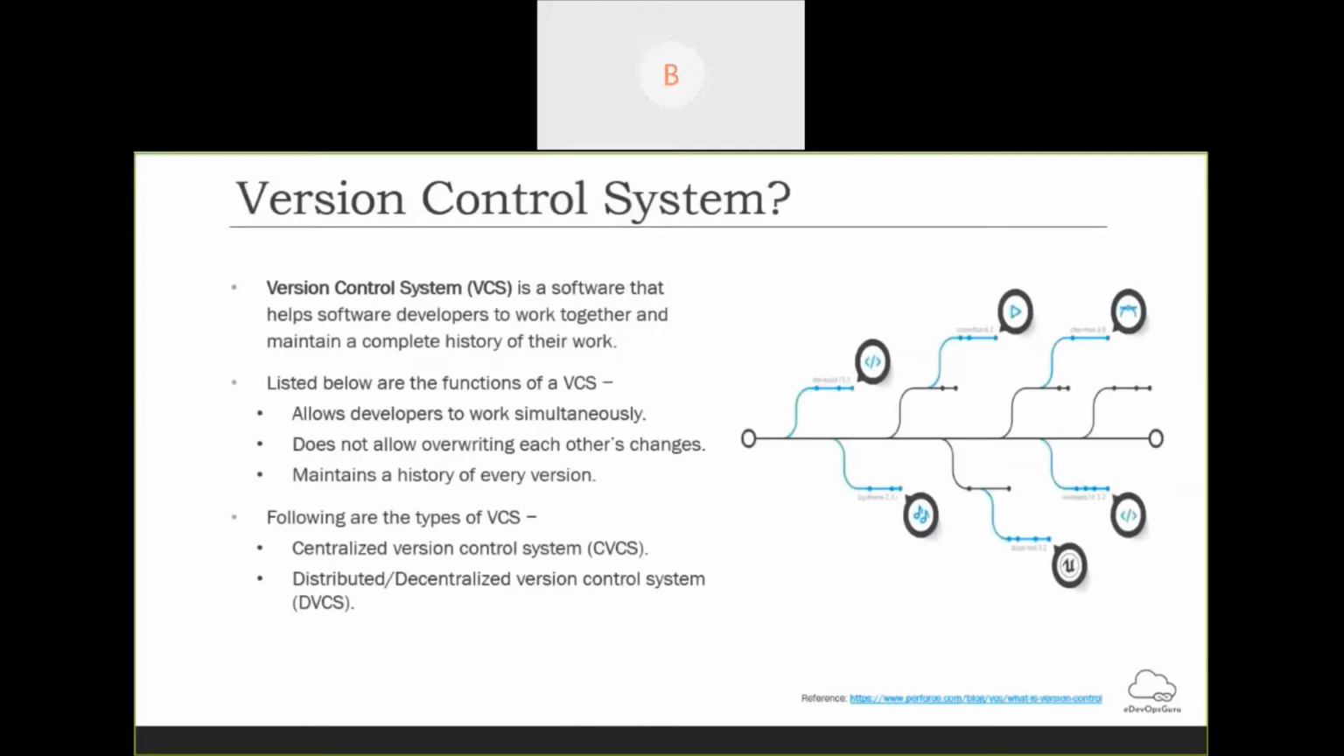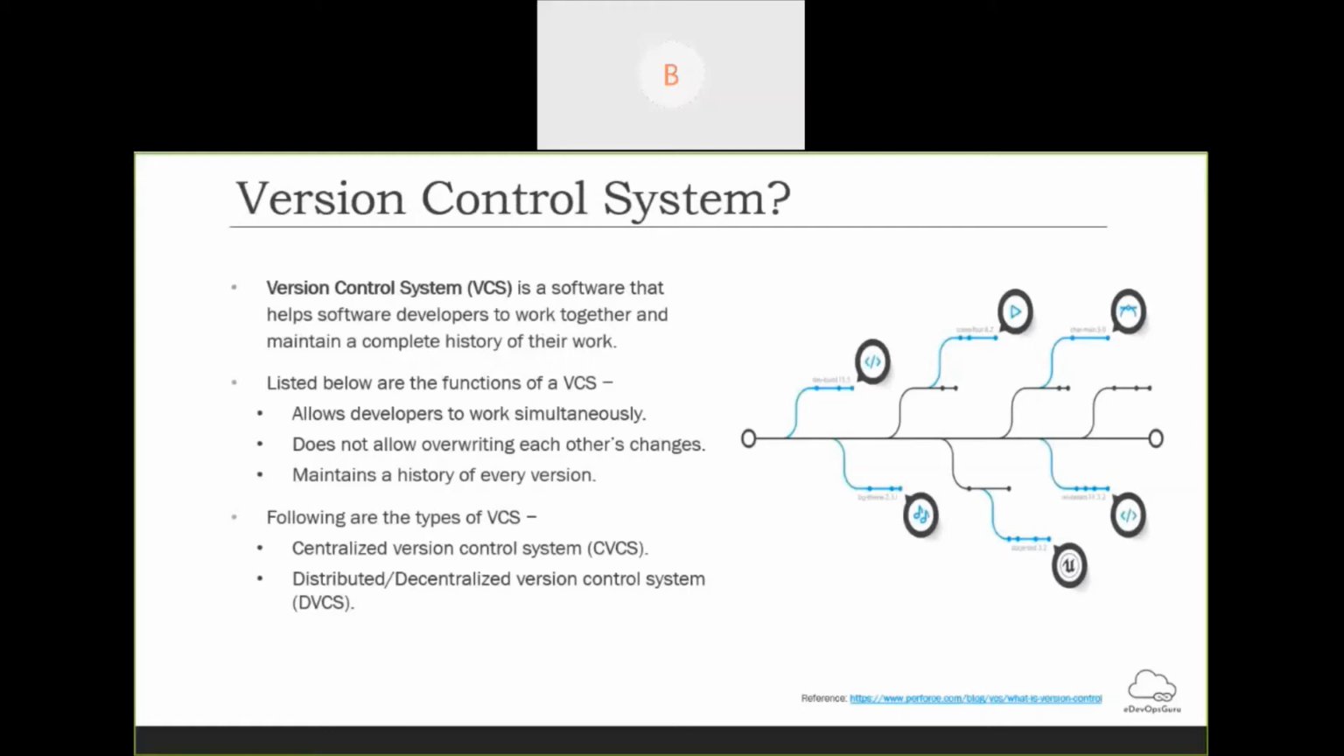This is nothing but a software that helps software developers work together and maintain a complete history of their work. If anybody on the team or management wants to track what changes were done, on which commit, which version, which tagging, everything can be tracked using a version control system. It is not a headache of any individual member. It is simply the server which takes care of all those things. By executing a few commands, you can track all these things.